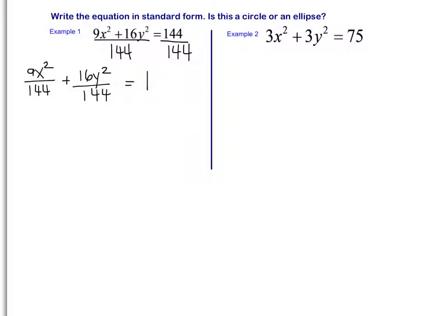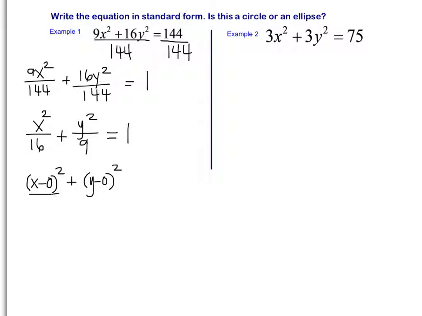So if we reduce the first fraction, 9 over 144, we're just going to get 1 over 16. If we reduce 16 over 144, we're just going to get 1 over 9. So this is an ellipse. It's in that general form of an ellipse. If we think about the previous slide, we know that there were those parentheses. It was x minus h squared, y minus k squared. But you could just think of those as being zeros in this equation. And then we have denominators of 4 squared over 3 squared. This is in the general form of an ellipse.